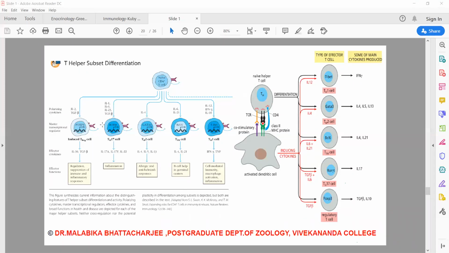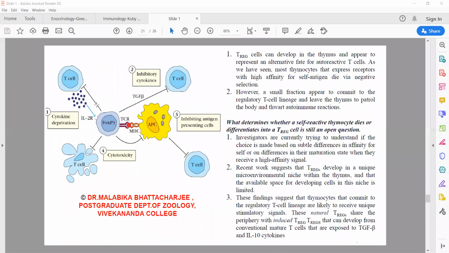central tolerance in the medulla by the medullary epithelial cells. But there is also a category of T lymphocytes whose cells are produced from thymocytes and differentiate in the medulla. These lymphocytes are the T regulatory cells. These regulatory cells can also suppress hyperactivated T lymphocytes if it ever occurs in the peripheral region. So as you can see, this is a regulatory T lymphocyte.